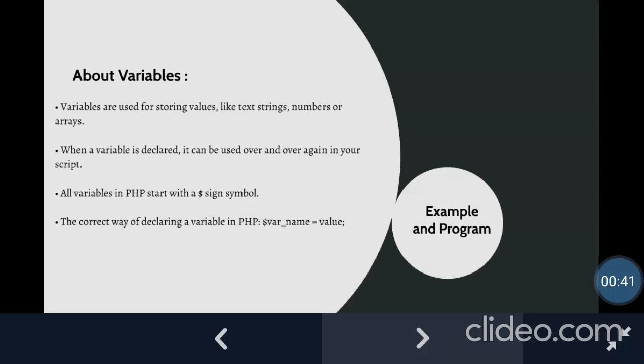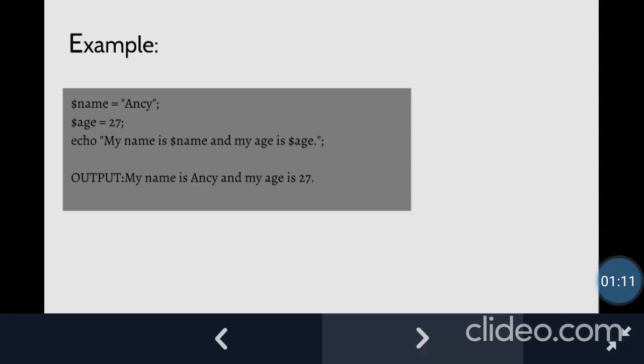A variable is used to store value. It can be a string, it can be a number, it can also be an array. Once we declare a variable, it can be used many times in a program. In PHP, variable starts with a dollar symbol. We can assign a value to a variable as shown on the screen as $varname is equal to value followed by a semicolon. Let us see the example of it.